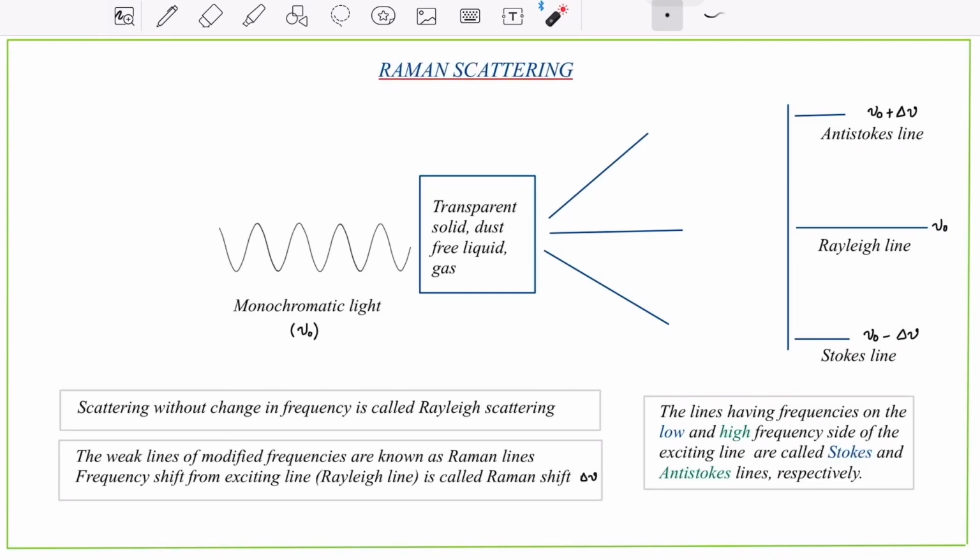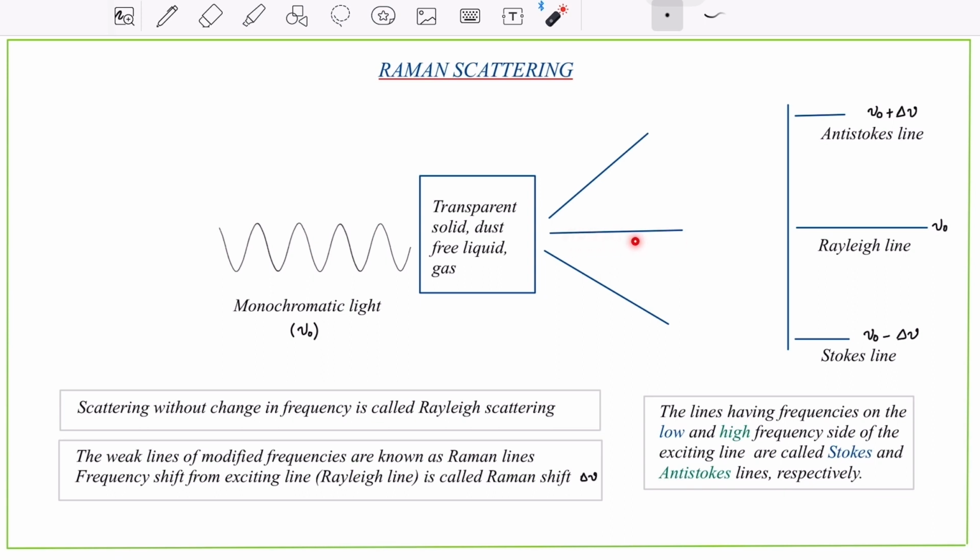Hello everyone. Today's topic is Raman scattering. What is meant by Raman scattering? Consider a monochromatic radiation having frequency nu 0 is allowed to incident on a transparent solid, dust-free liquid or gas. Then a fraction of the incident radiation is scattered.